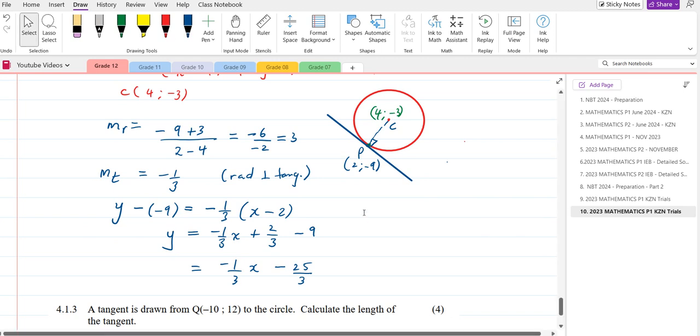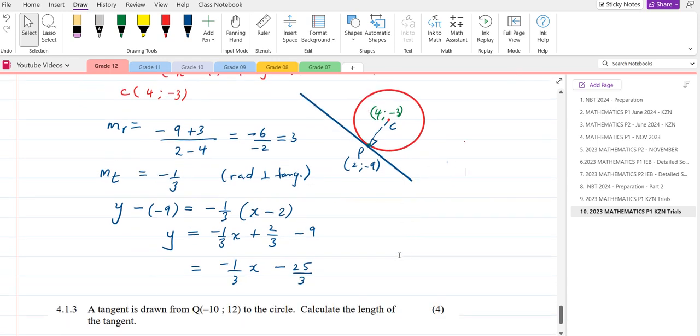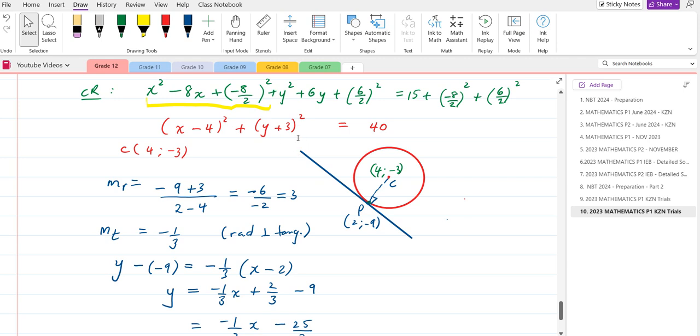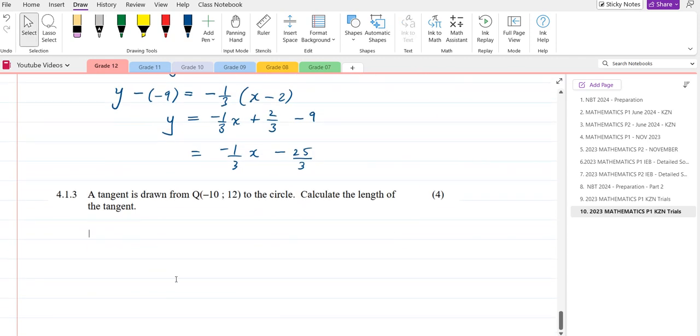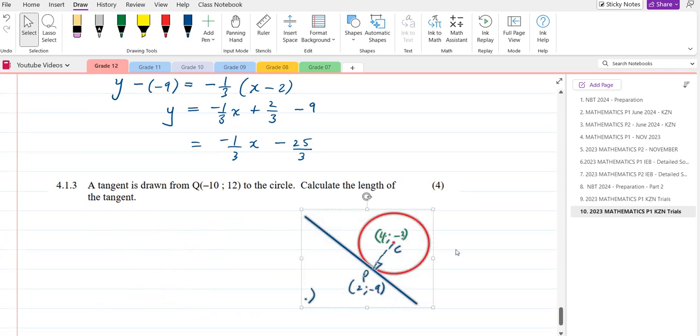So let's extend this line further. Right, so we have another tangent drawn from negative 10 and 12 to the circle. Calculate the length of the tangent. Nice question there. We're going to try and make sense of this problem as well. So just try to make sense of what they're talking about.